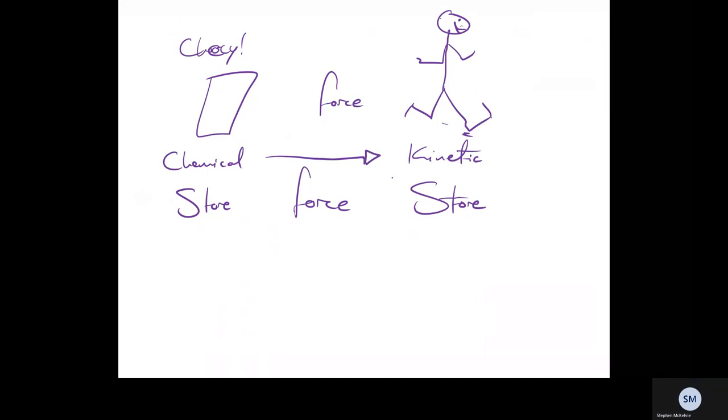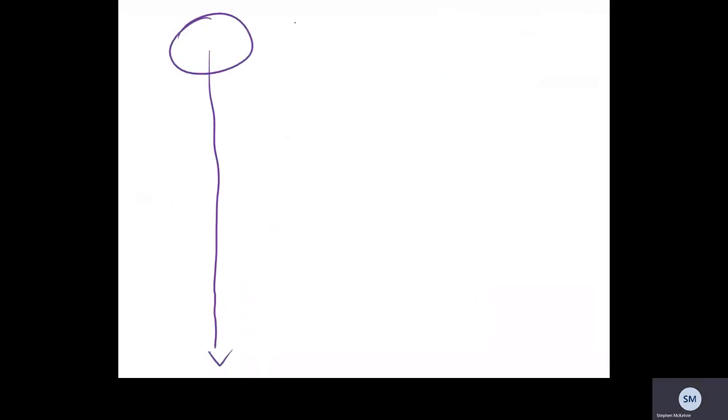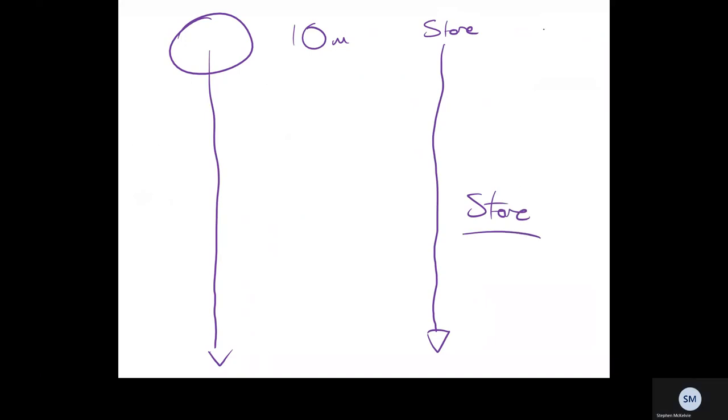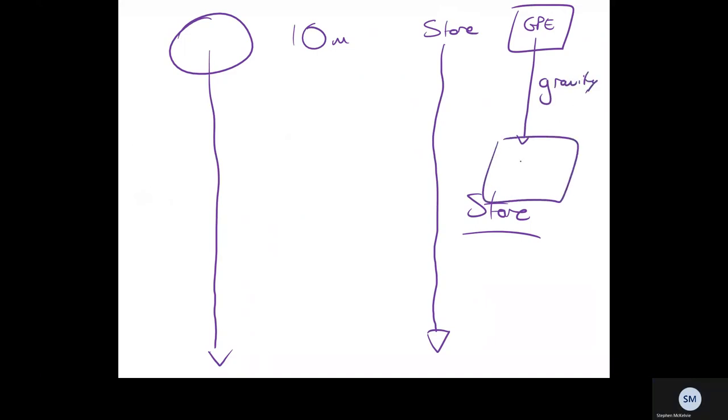Another example, we've got an object that's really high up off the ground. Say it's 10 meters high. It has got a store of energy that allows it to fall when released to the bottom, to hit the ground wherever it is. And as it's falling down, it's moving. So there's another store of energy in this object that's moving. The store in the thing is gravitational potential energy. And the gravitational potential energy allows gravity to pull the object down, increasing its kinetic energy store.